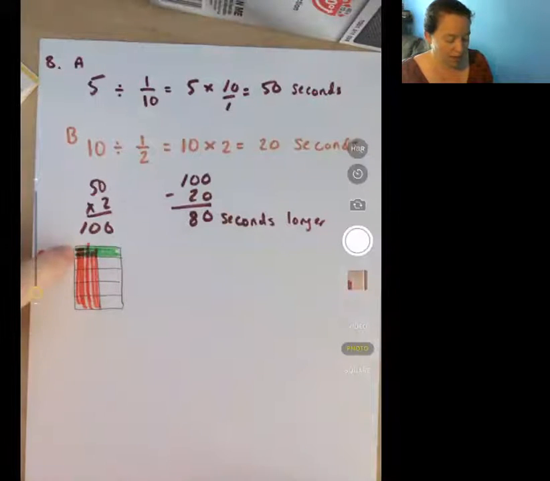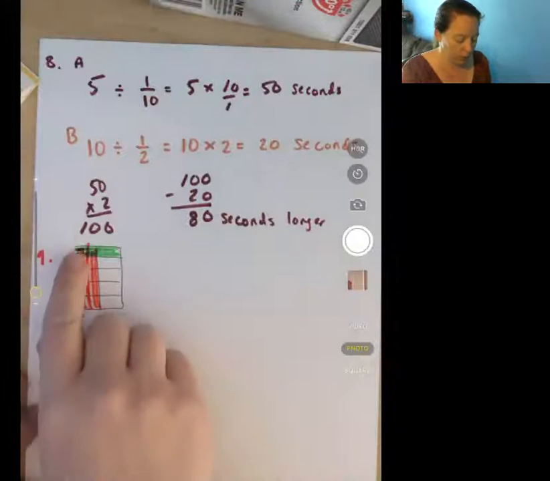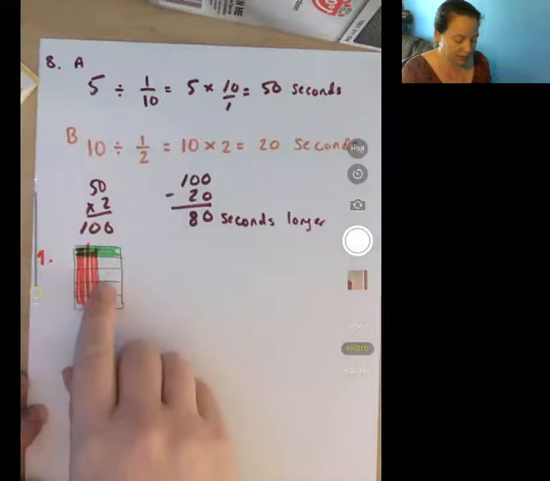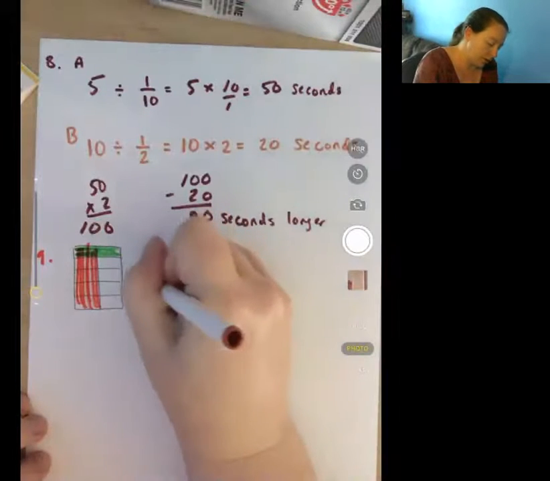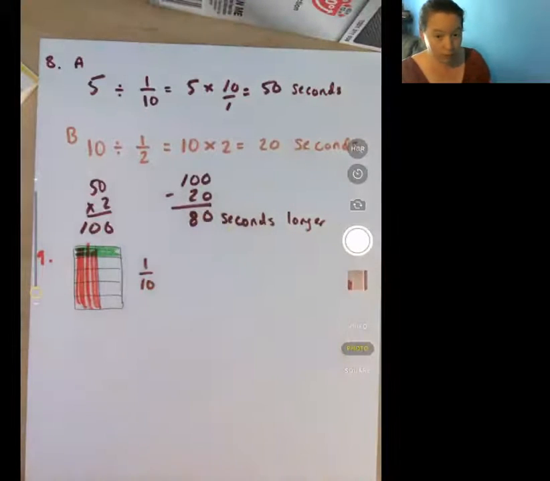And it is 1 out of 1, 2, 3, 4, 5, 6, 7, 8, 9, 10 squares. So 1 out of 10. That's the only thing that we're worried about. We end up with 1/10. Number 10.